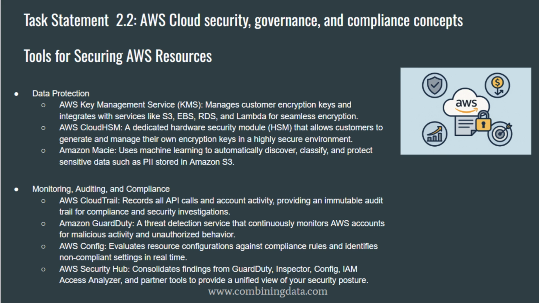Finally, AWS Security Hub brings everything together. Security Hub aggregates findings from services like GuardDuty, Inspector, Config, IAM Access Analyzer, and even third-party tools into a single dashboard. This gives security teams a unified view of their security posture and helps prioritize and respond to issues more efficiently. These services ensure that data is protected, activity is monitored, compliance is enforced, and security insights are centralized, forming a complete, layered security strategy in AWS.